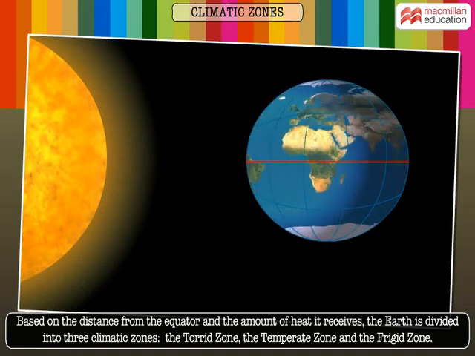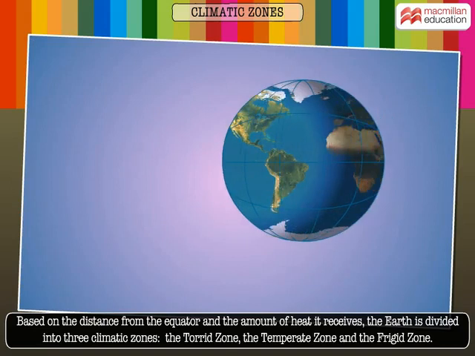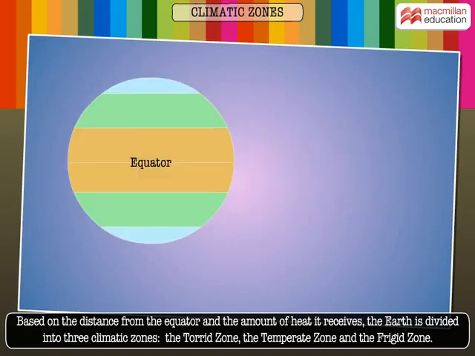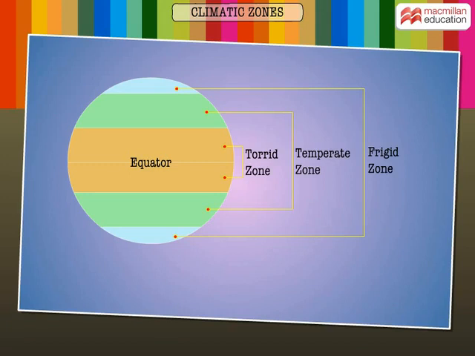Based on the distance from the equator and the amount of heat it receives, the Earth is divided into 3 climatic zones: the Torrid Zone, the Temperate Zone, and the Frigid Zone. Today, let us learn a little more about them.